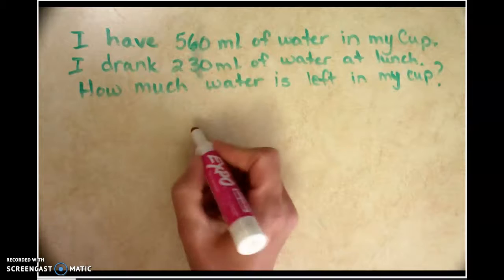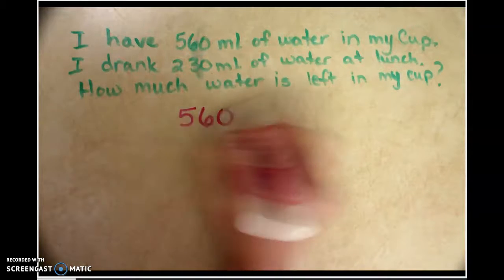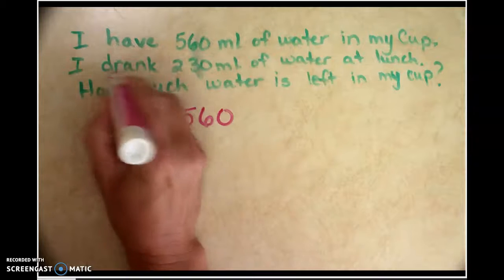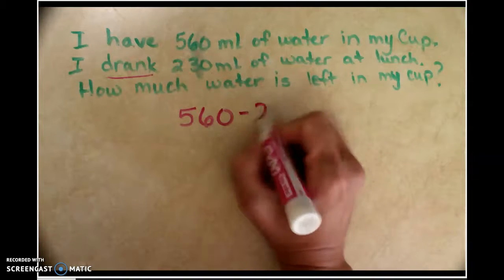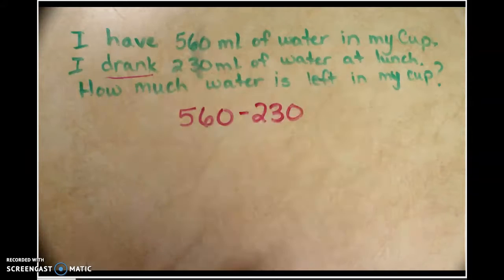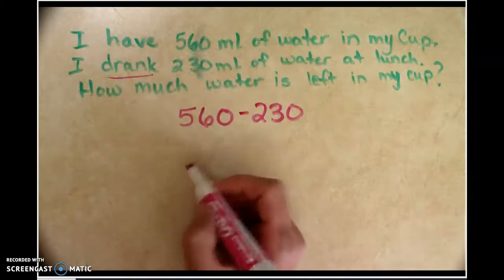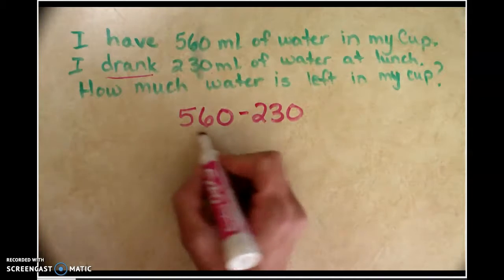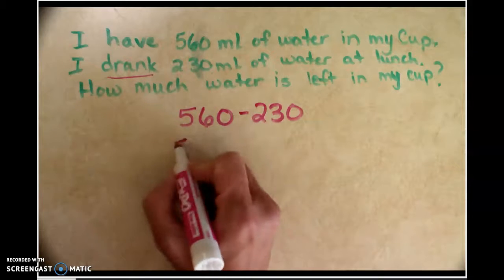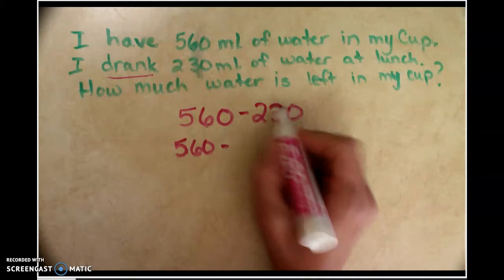Okay, so I'm going to start with my equation. I start with 560 and I drank it some, so I know that that means to subtract. Okay, now whatever strategy you choose to use, as long as it's an effective and efficient strategy to solve, you are more than welcome. I'm going to use the keeping one number whole. So I'm going to keep my first number whole and subtract the second number in parts.